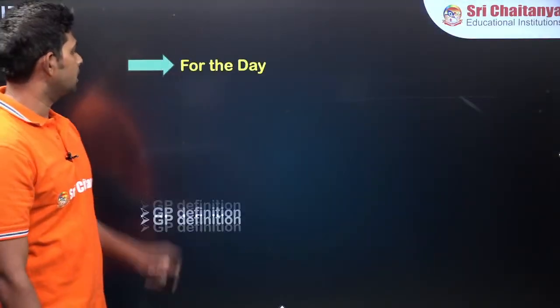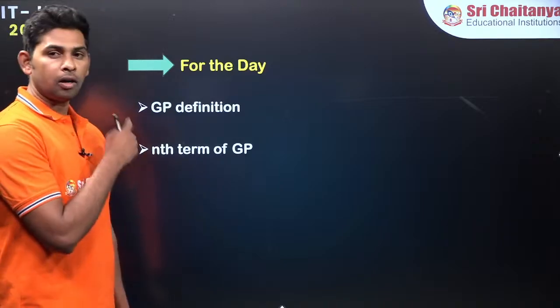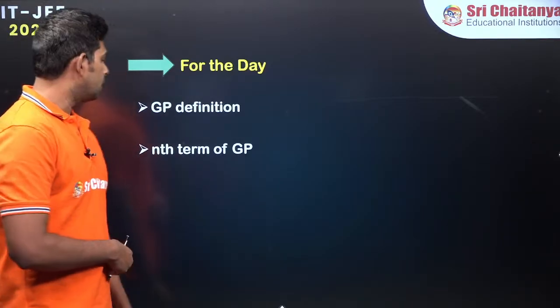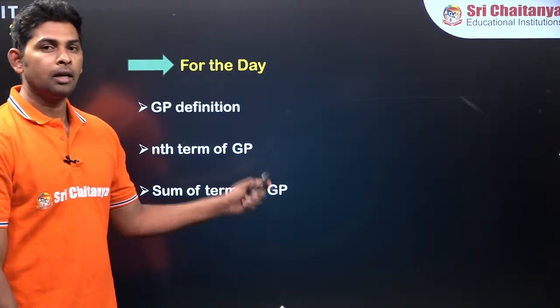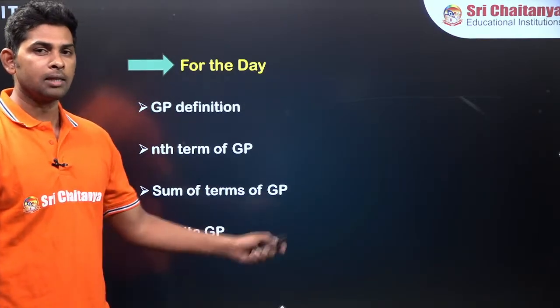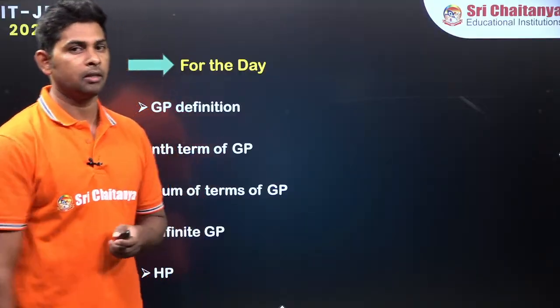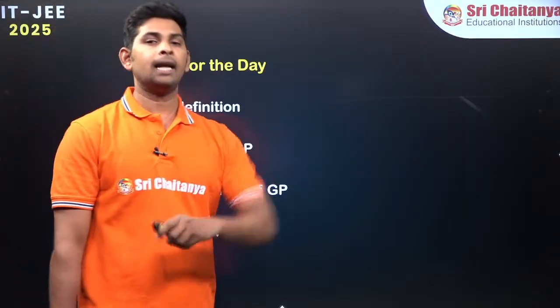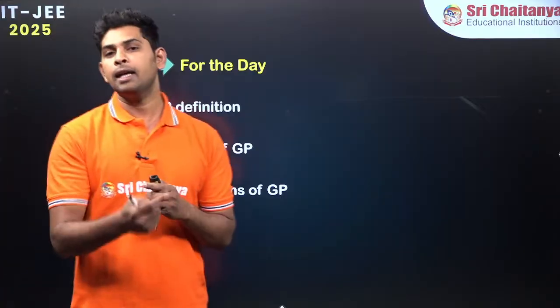The very first one is GP definition, and then the general term or nth term of GP, and then the sum of the terms of GP, and we are going to take infinite GP also, and lastly we are going to take 2-3 problems on HP and the definition of that. Okay? So what exactly is GP, and how are we going to connect that to real life events?